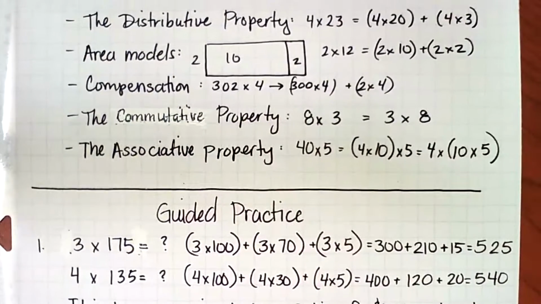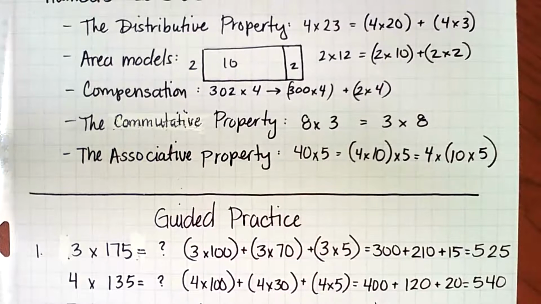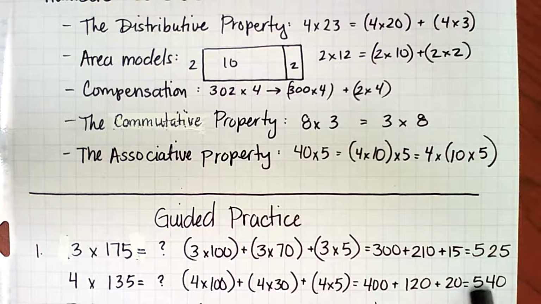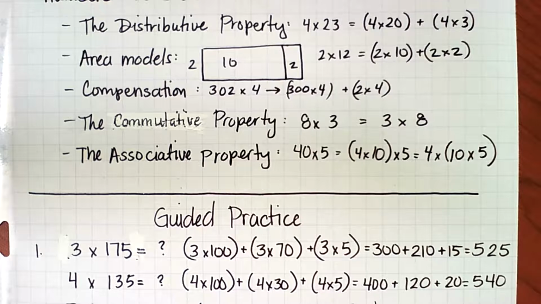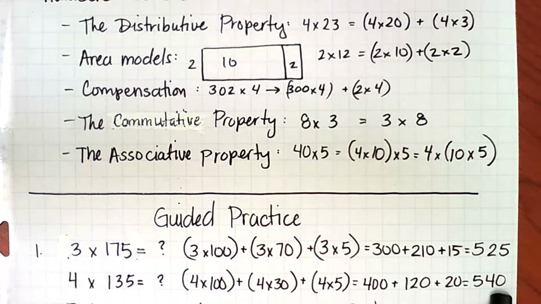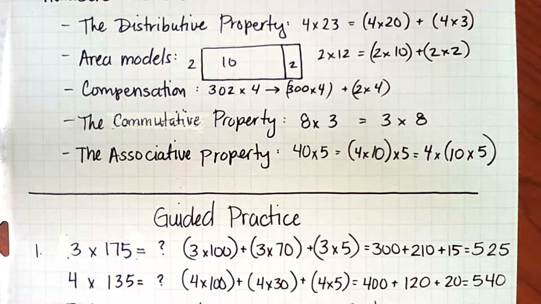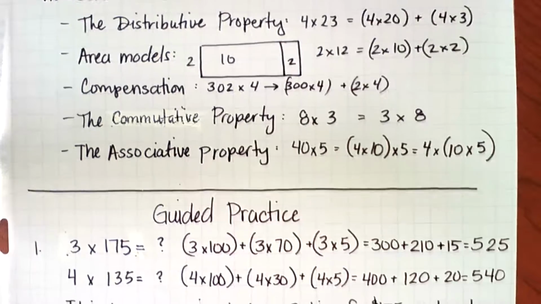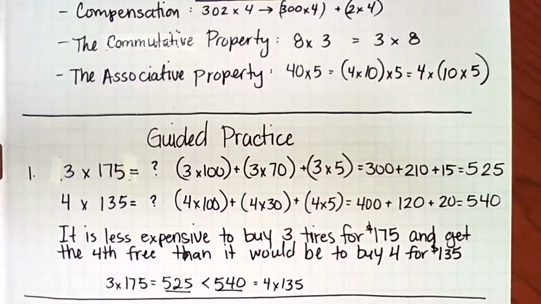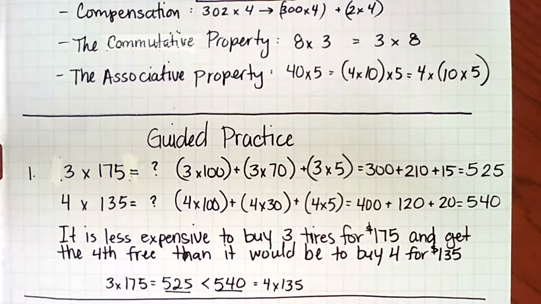For my second option, I did 4 times 135. So 4 times 100 is 400, 4 times 30 is 120, and 4 times 5 is 20. That gave me a total of $540. So now that I've come up with my numbers, I know which one is going to be less expensive, but I need to write out my explanation.